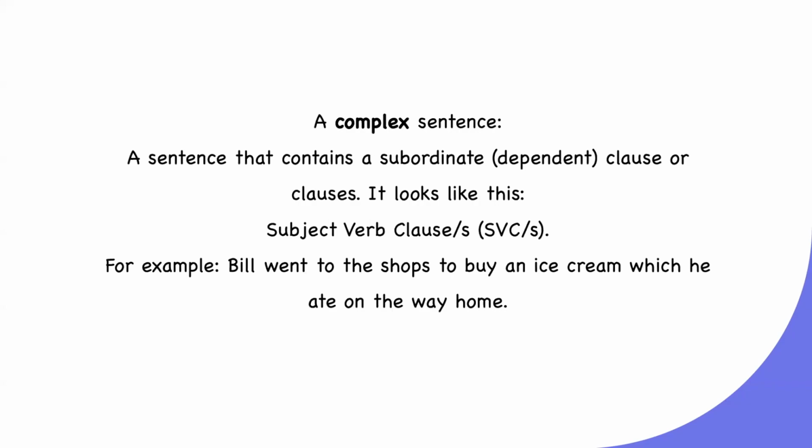A complex sentence is a sentence that contains a subordinate, that is a dependent clause or clauses. It looks like this: subject, verb, clause. For example, Bill went to the shops to buy an ice cream, which he ate on the way home.